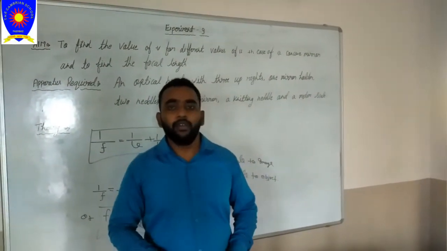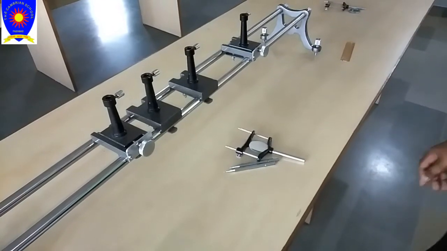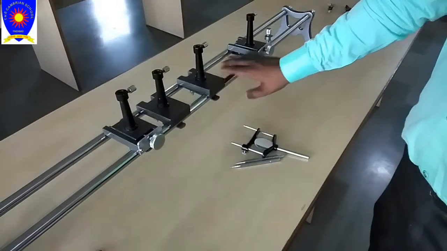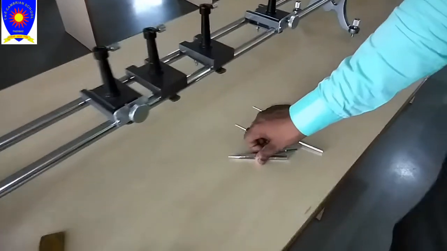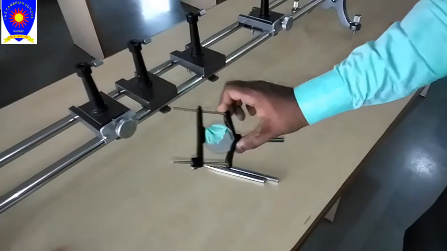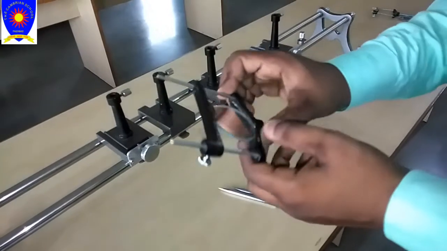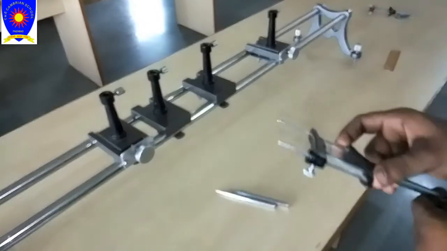So now come to the apparatus required for this practical. First is the optical bench. This is the optical bench. These are two needles, and one concave mirror. This is the concave mirror, and this is a holder. So these are the apparatus required for the practical.